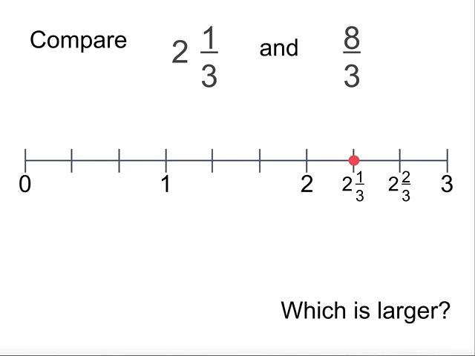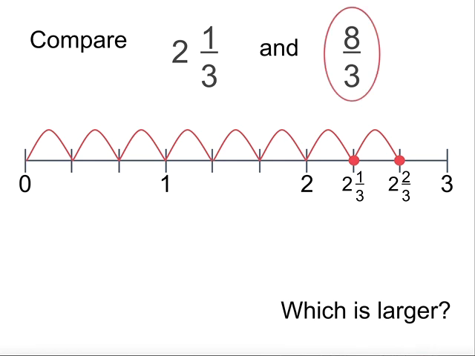For the 8/3, we can count along. 1/3, 2/3, 3/3 is our whole number 1, 4/3, 5/3, 6/3 is our whole number 2, 7/3, and 8/3 is there. Now you can see that 8/3 is larger than 2 1/3. We can write this using symbol notation. So 2 1/3 is less than 8/3. Remember, with the greater than and less than symbols, the triangle points to the smaller number.